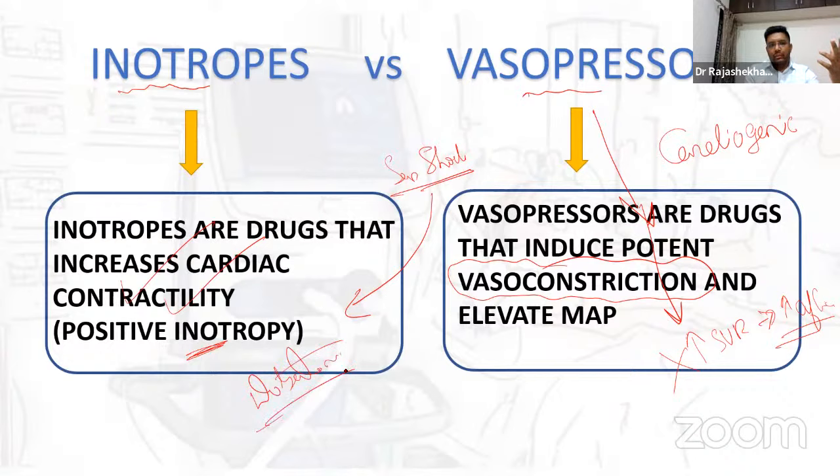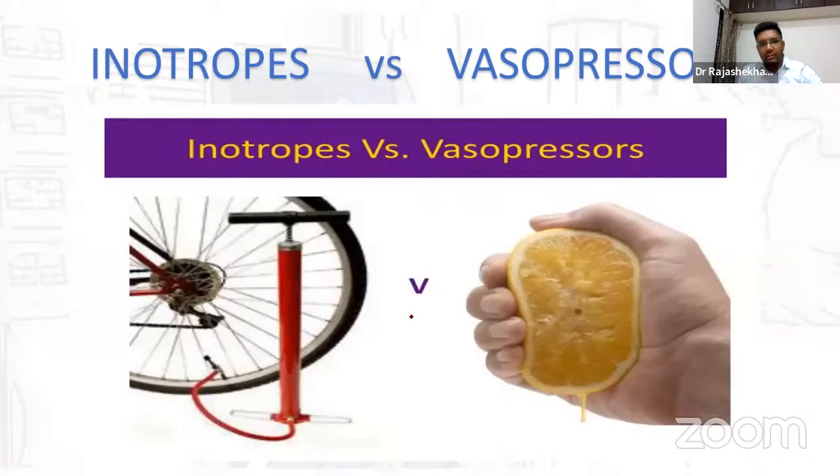And it also causes vasodilatation because it is a beta 2 stimulating agent. So beta 2 causes vasodilatation, so there is a further drop in the blood pressure. So you need to give a vasoconstrictor at this stage. To know which type of agent you want, you need to know which type of shock is there. That's why it's very, very important to identify the shock.